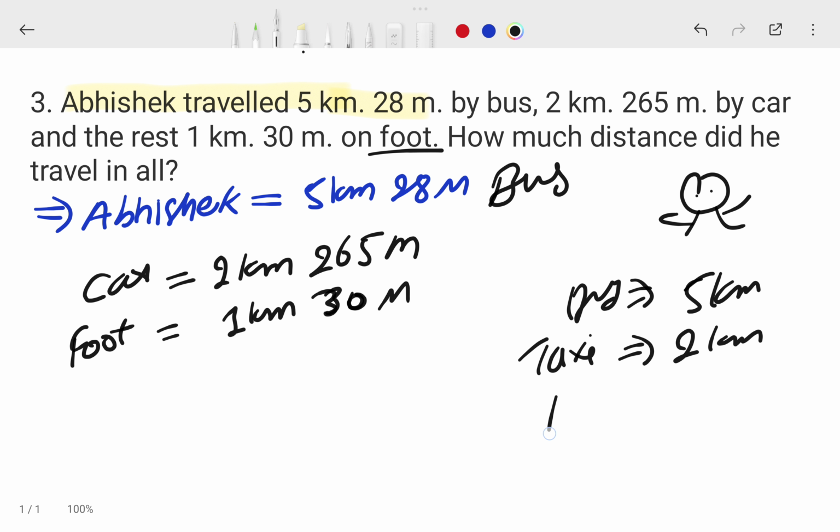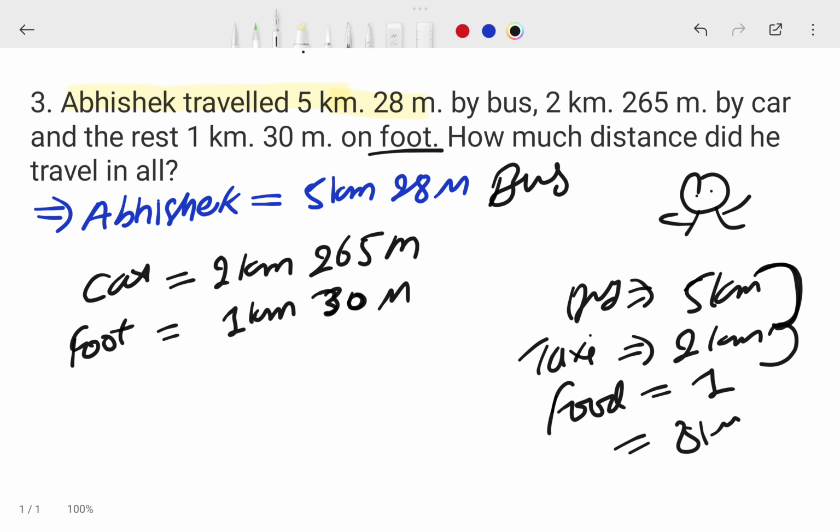After that you enter the garden or park, and you go 1 kilometer on foot. So I'm asking you how much distance you traveled. You will say, sir, simple: 2 plus 3 is 5, plus 2 is 7, plus 1 is 8. So I traveled 8 kilometers in total.